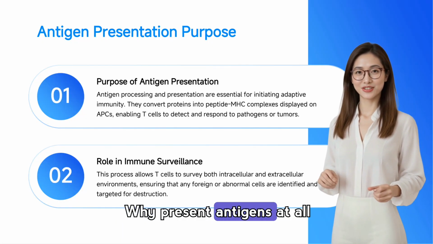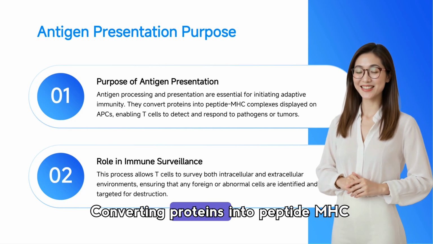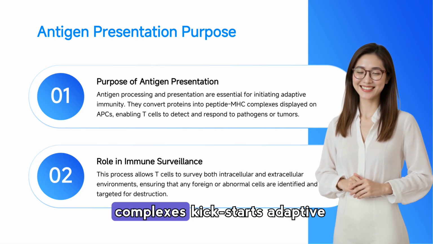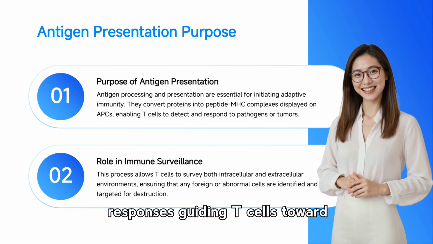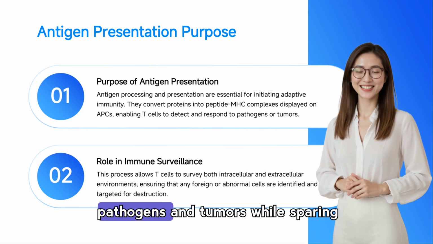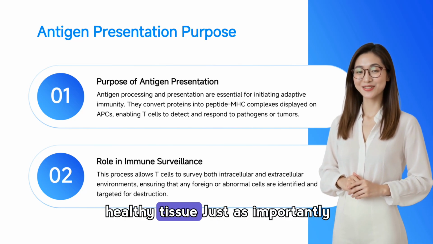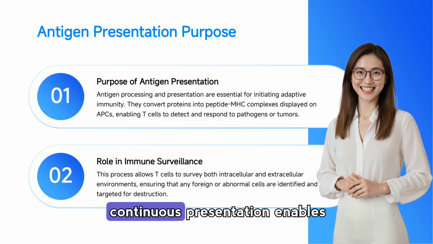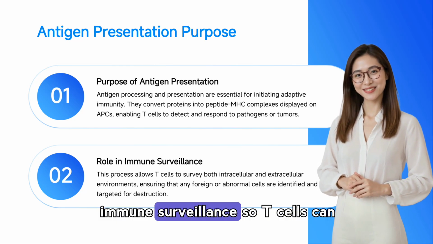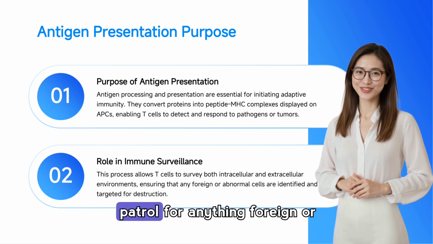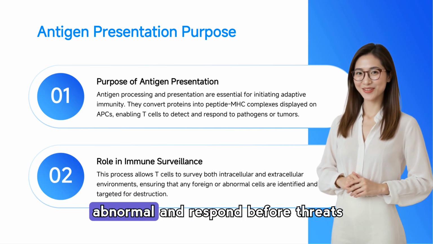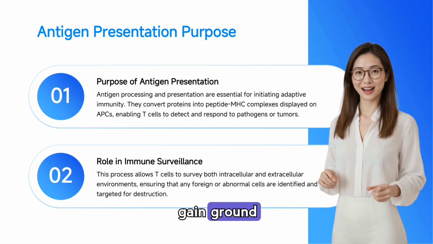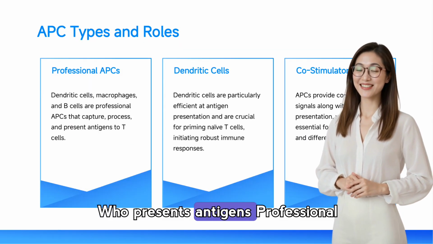Why present antigens at all? Converting proteins into peptide MHC complexes kickstarts adaptive responses, guiding T cells toward pathogens and tumors while sparing healthy tissue. Just as importantly, continuous presentation enables immune surveillance, so T cells can patrol for anything foreign or abnormal and respond before threats gain ground.